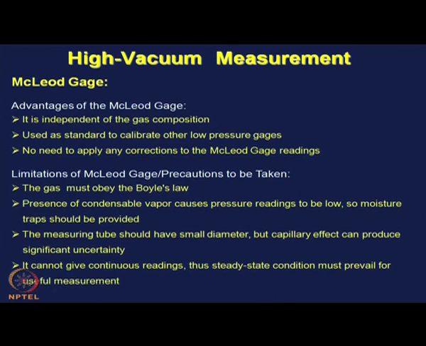Since the working of the McLeod gauge is based on the compression of the gas, the gas must obey Boyle's law. Presence of condensable vapor causes pressure readings to be low, so moisture taps should be provided.